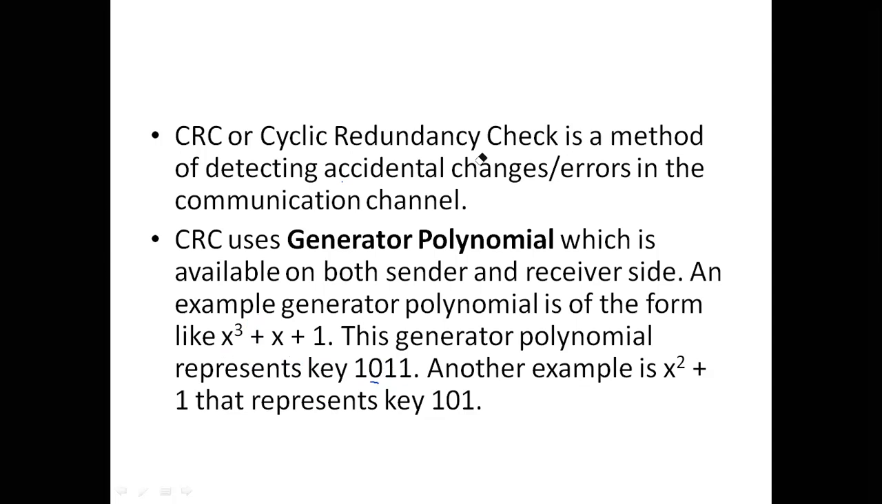Here is one more example: x square plus 1. In between, x power 1 is missing, and x power 0 is nothing but 1, so that exists. So 1 is there, and x square also exists, so 1 is there. The middle term is missing, so at this place we can put 0. So what is the polynomial value? That is 101. So here it is, right?